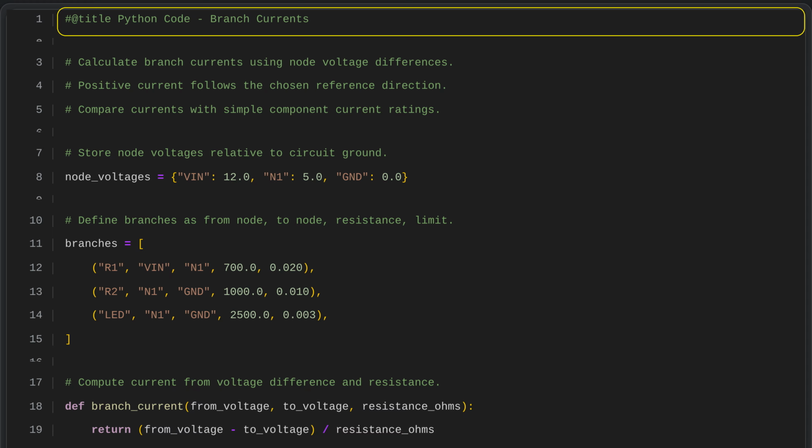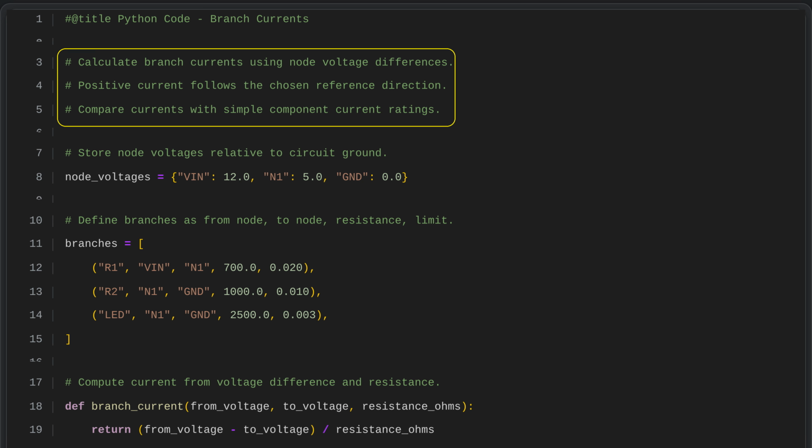Python code. Branch currents. Find each branch current from the voltage difference between its connected nodes, using the chosen reference direction to set the sign. A positive value means the current flows in that reference direction. Then compare the calculated currents with the component's current ratings to check whether they are within safe limits.